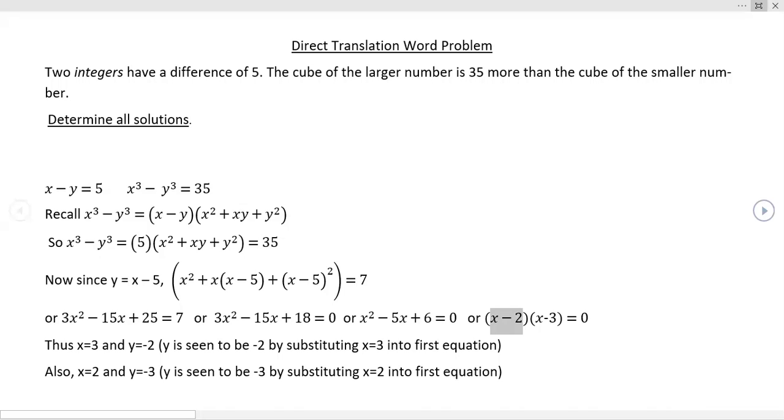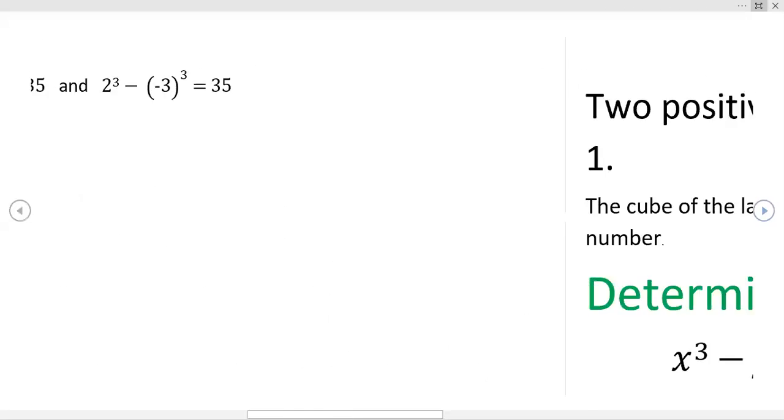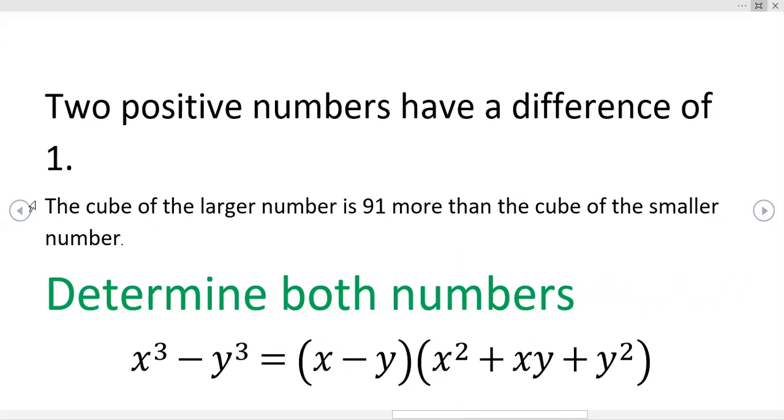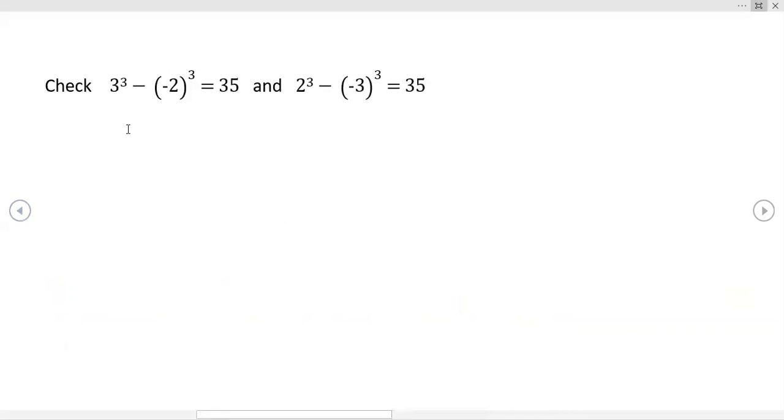So they're both solutions. Now, this very next line is just a check of that. Yeah, I checked it right here, folks. 3 cubed minus -2 cubed is the same as 27 plus 8, which is 35. And then 2 cubed minus a -3 cubed is 8 plus 27. So you see we do have two solutions because we get that difference of 35 in both cases.